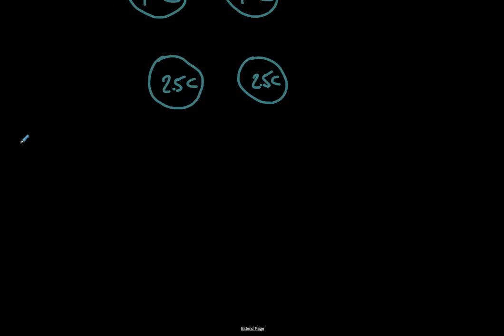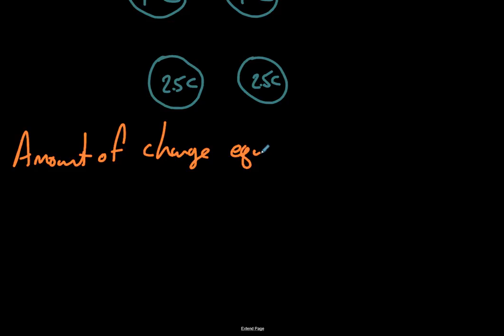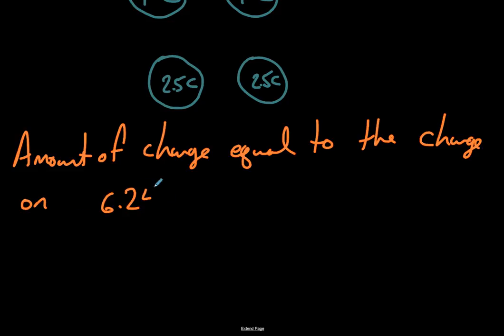A coulomb is an amount of charge, and it's equal to the charge on 6.24 times 10 to the 18 electrons or protons. If you have a collection of this many electrons, the cumulative charge of all of them would be 1 Coulomb. Okay.